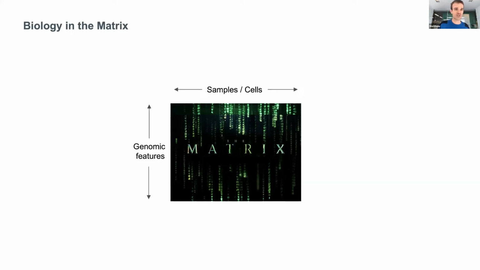So it started a few years ago. So the matrix has usually got genomic features and samples or cells. You can think of it as a giant spreadsheet that unfortunately you can't analyze in Excel.